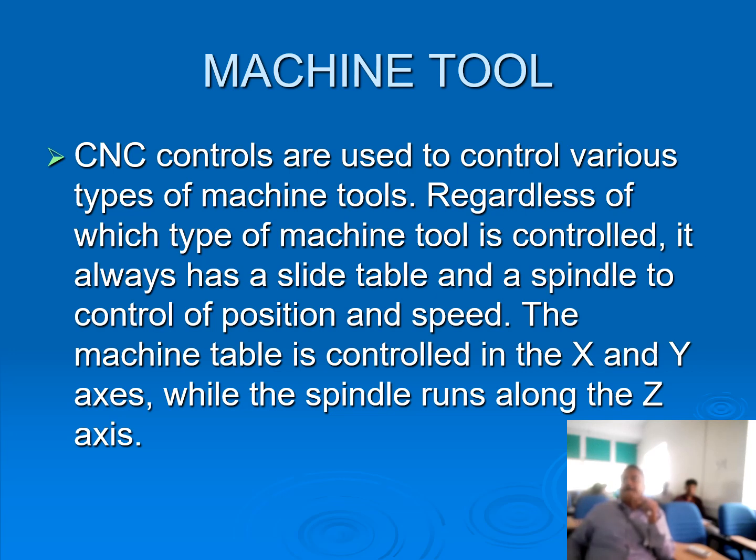Machine tool. The CNC controls are used to control various types of machine tools. Regardless of which type of machine tool is controlled, it always has a slide table and a spindle to control position and speed. The machine table is controlled in the X and Y axis, while the spindle runs along the Z axis.